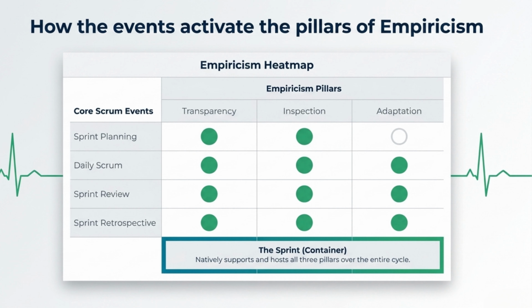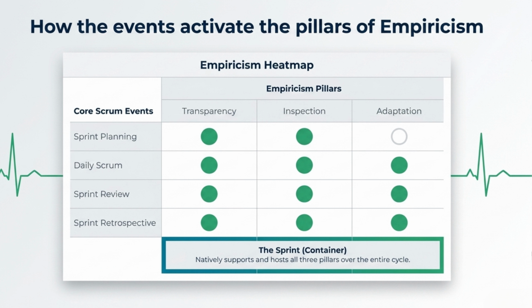Now, how do these events actually trigger those pillars? It's fascinating because every single event activates these concepts almost mathematically. Take sprint planning. It sparks transparency and inspection right out of the gate. The Daily Scrum, the sprint review, and the sprint retrospective, they activate all 3 pillars, checking in, making things visible, and adapting the path forward. But think about the sprint itself, that overarching container. It natively supports and hosts all 3 pillars continuously over the entire execution cycle. It is literally the environment where empiricism breathes.